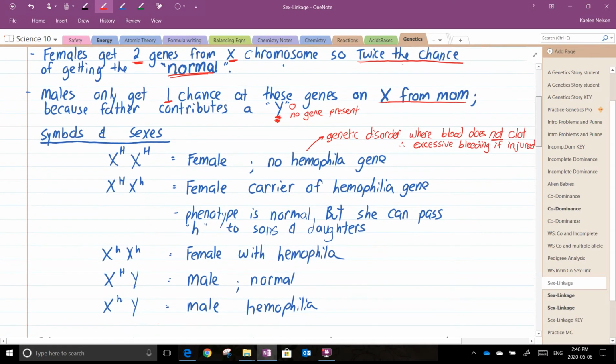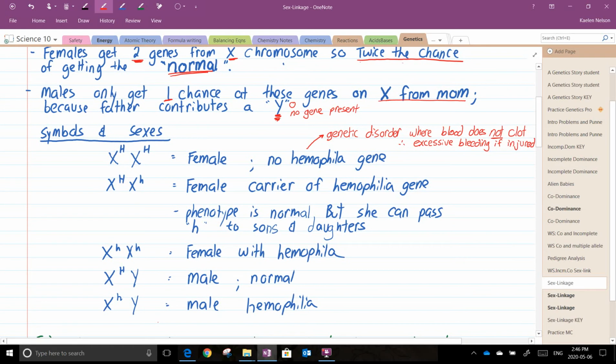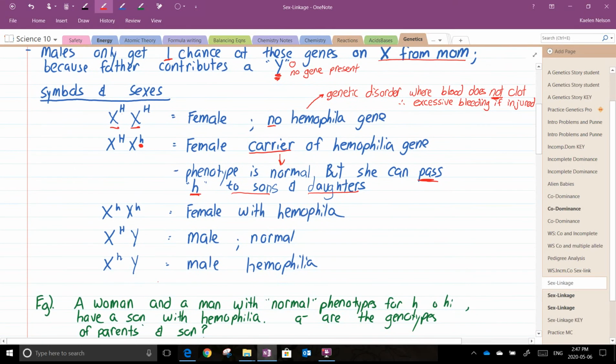We will use hemophilia as our example. This is a genetic disorder where blood does not clot and causes excessive bleeding if injured. There are lots of different symbols. X and X indicates it's a female, and big H means this female has no hemophilia gene. Big H, little h indicates that this female is a carrier of the gene. Her phenotype is normal, but she can still pass the gene on to sons and to daughters. So it's not just going to sons, it can go to daughters as well.